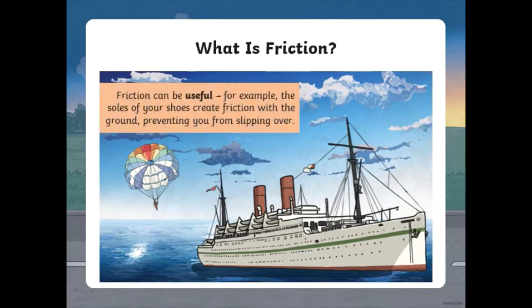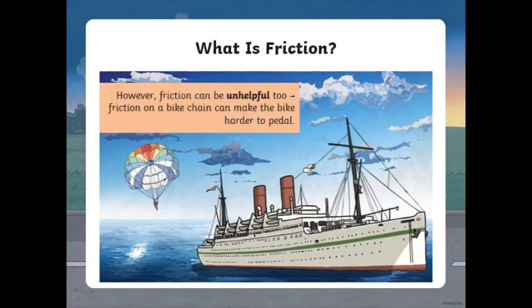Friction can be useful. For example, the soles of your shoes create friction with the ground, preventing you from slipping over. That's why the soles of your shoes are quite rough. They are not very smooth, because if they were smoother they wouldn't create enough friction, and there might be a chance of you slipping over and falling down. However, friction can be unhelpful too.